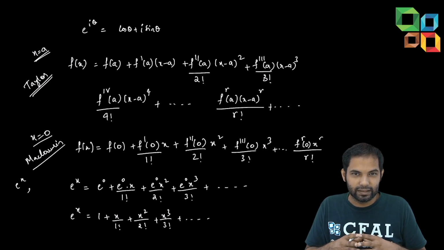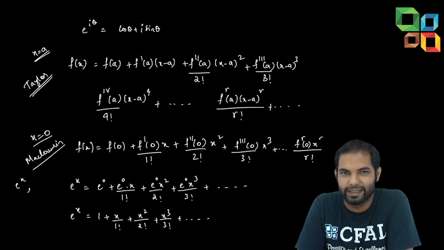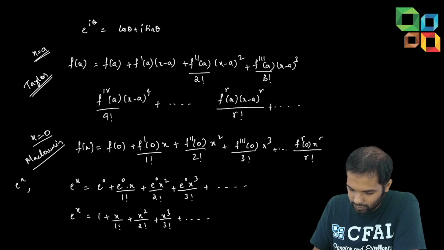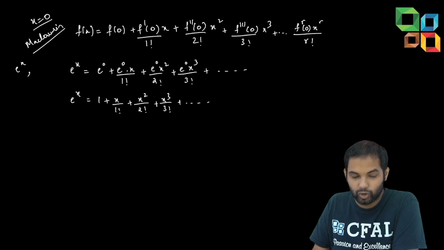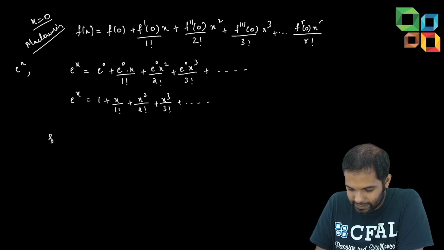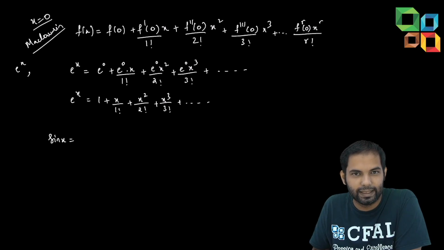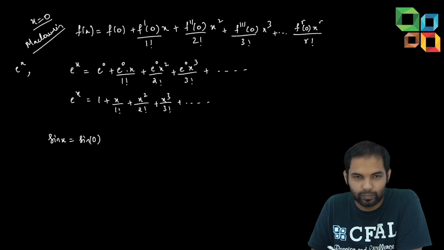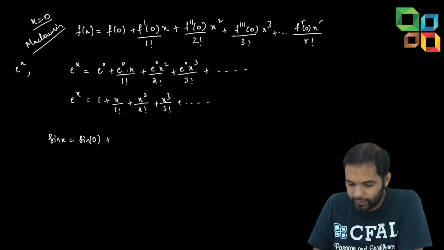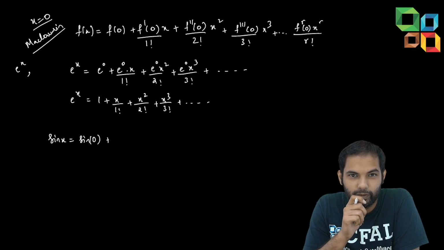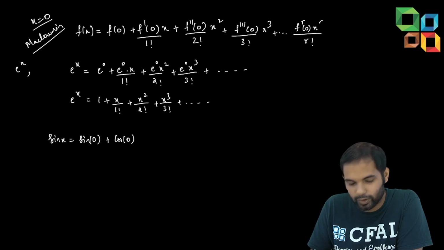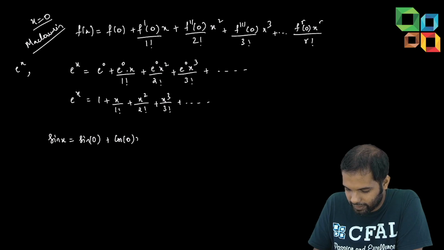Now I can give you an exercise, because we know the derivative of sine and cos. Try to find out using the Maclaurin series what is sine x and what is cos x. I hope you have tried. So let us try to get sine x now. I'll write the equation as it is: sine 0. Now what is f dash of 0? First, you have to find the derivative of sine x. What is the derivative of sine x? Cos x. So it will be cos 0 into x by 1 factorial.